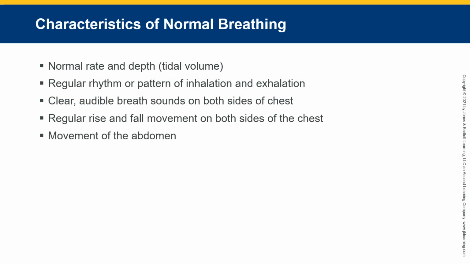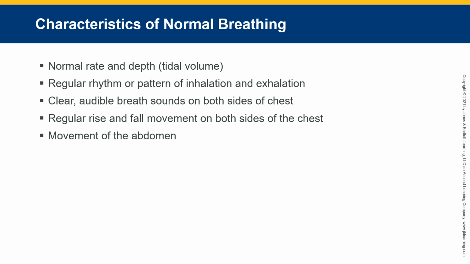Some things that look like normal breathing: you should have normal rate and depth, which we call tidal volume. You should have a regular rhythm or pattern of inhalation and exhalation. There shouldn't be any big, like two inhalations and then an exhalation, or a really long inhalation and a really short exhalation. It should be very normal. When you listen with a stethoscope on the chest, you should have clear audible breath sounds on both sides in all fields. And you should have regular rise and fall on both sides of the chest. If you don't, you're getting into something called paradoxical movement. We'll talk about that in a later lecture too, but that's a bad sign.